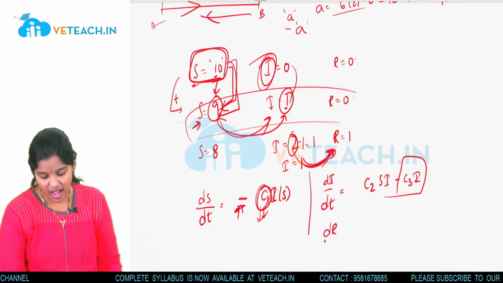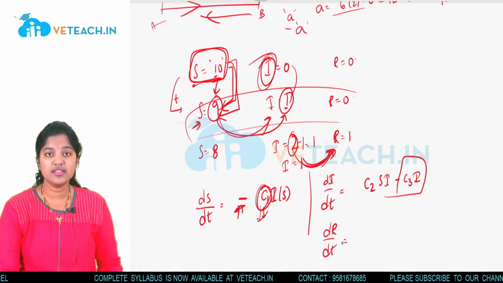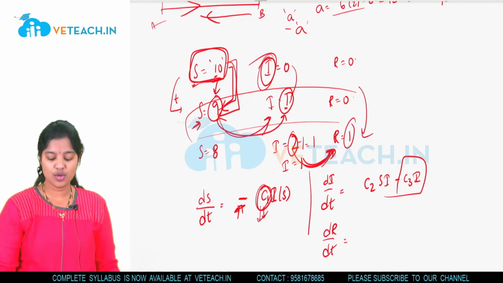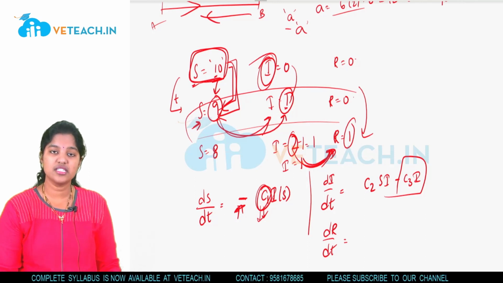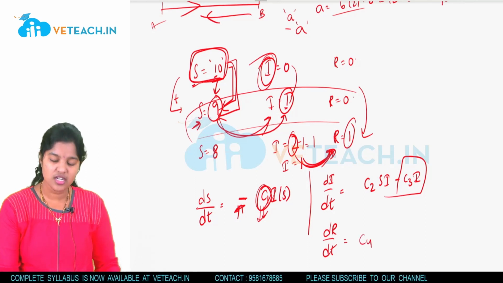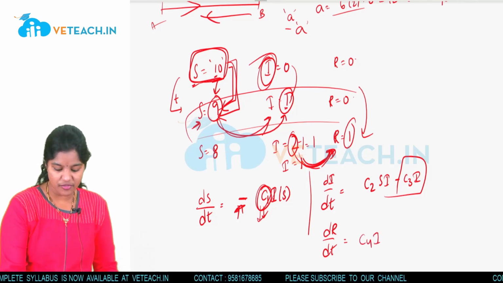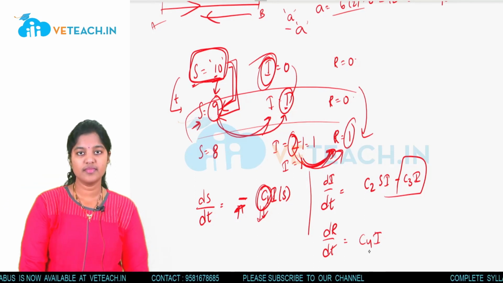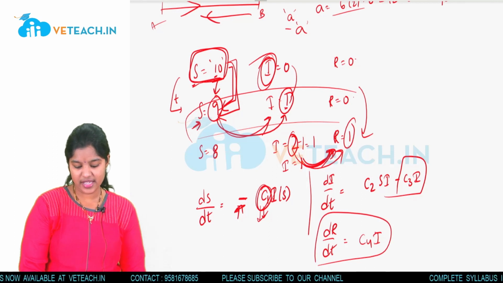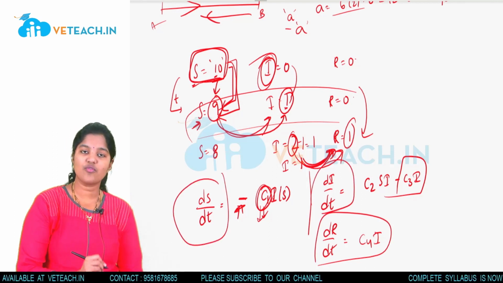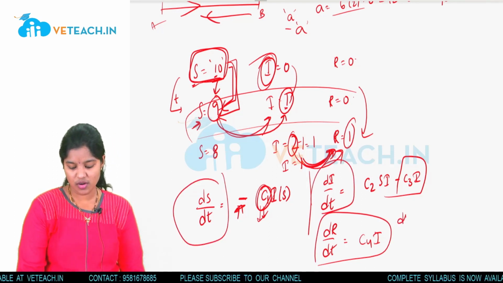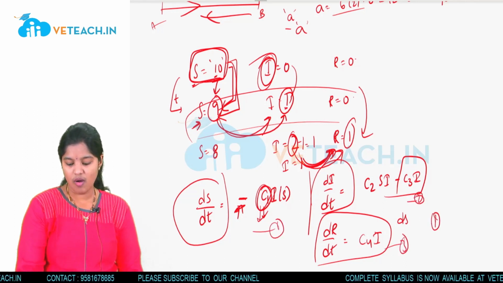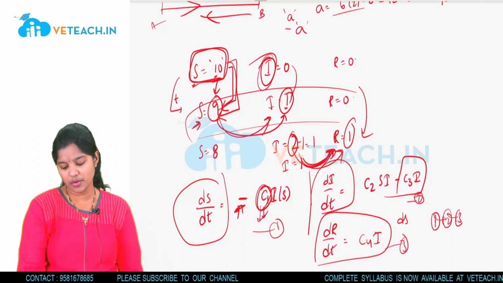Next, dR by dt: the recovery persons value is always increasing, it never decreases. So its value increases, taking some C4 into I. From I we get C4 into I. These are the differential equations of the scenario. The total of the first, second and third equations should always be equal to 0.